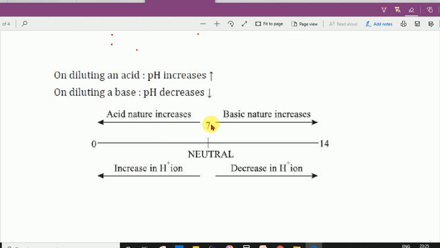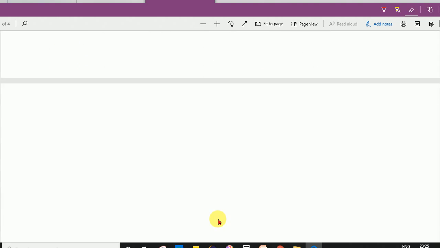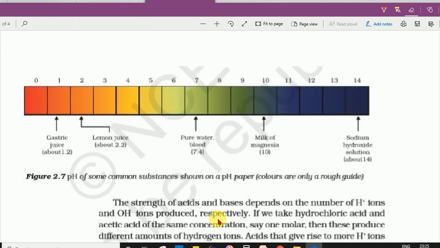And if the pH value is increasing from 7 towards 14, that means the basic nature of the solution is increasing. As we have discussed, an increase in H ions indicates an acidic solution and an increase in OH ions indicates that the solution is basic. Now as per NCERT, there are 6 solutions whose values you need to learn, only these 6 values, because this is your practical as well.